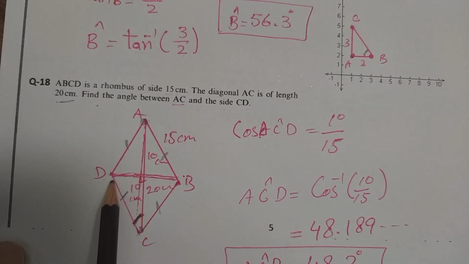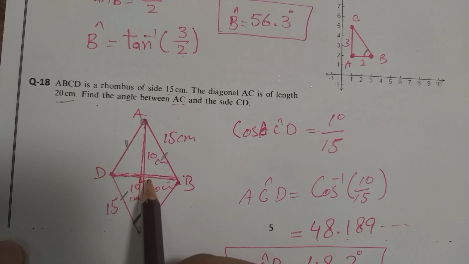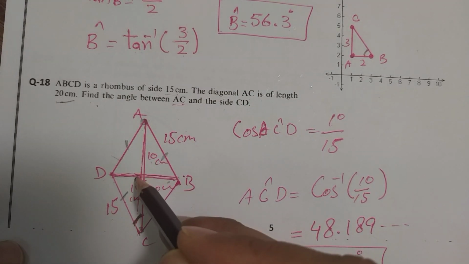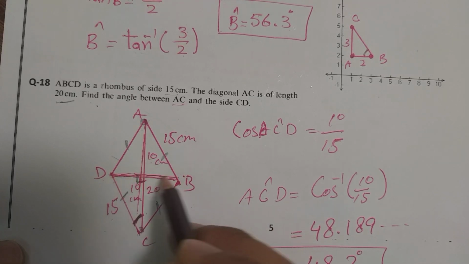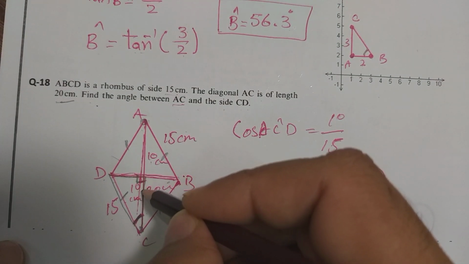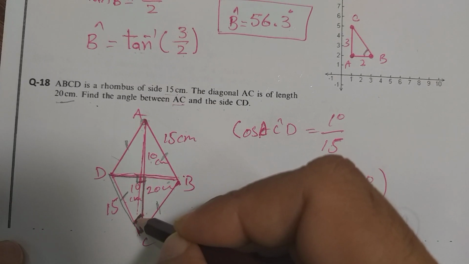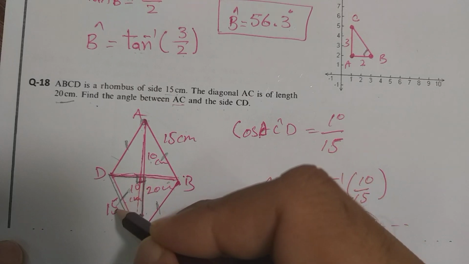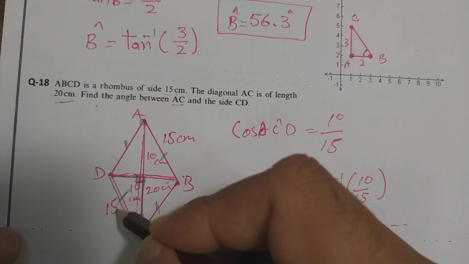If we draw another diagonal, from D to B, it cuts the shape in half. It becomes 10 for the upper part and 10 for the lower part, 20 divided into two parts. So 10 here, 10 here, and all the sides are 15. The two diagonals are perpendicular to each other and make a right angle there. So it means this becomes a right angle triangle. According to this, this is the angle, this is the hypotenuse, and this is adjacent. So with adjacent and hypotenuse, we use the cos formula.